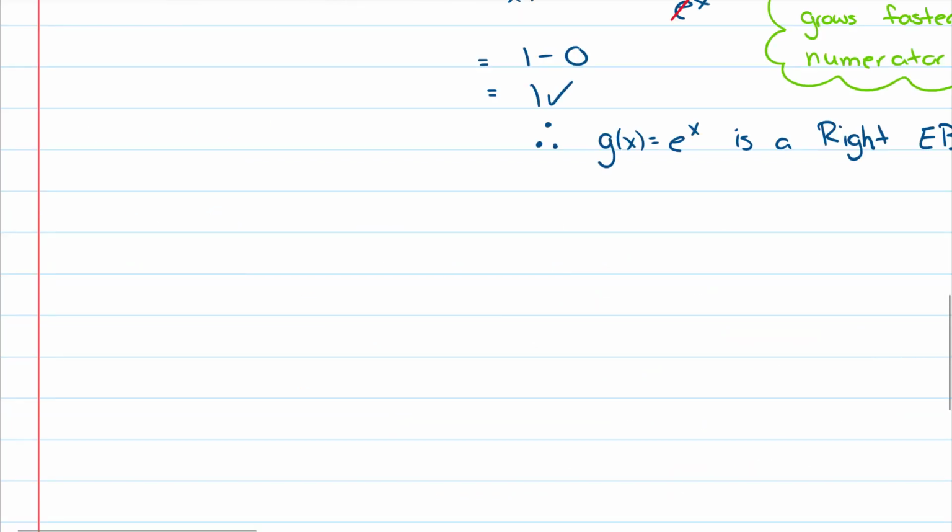Now let's go ahead and try the left end behavior model, where I'm going to let h of x equal negative 3x. And then we're going to take the limit as x approaches negative infinity of f of x divided by h of x. So here we go.